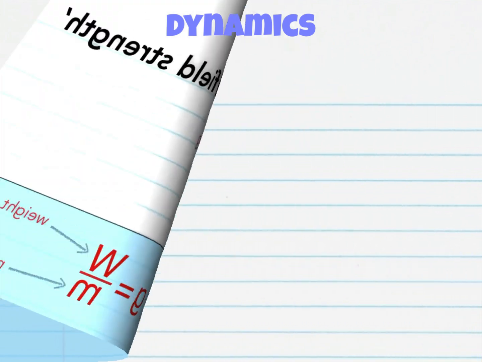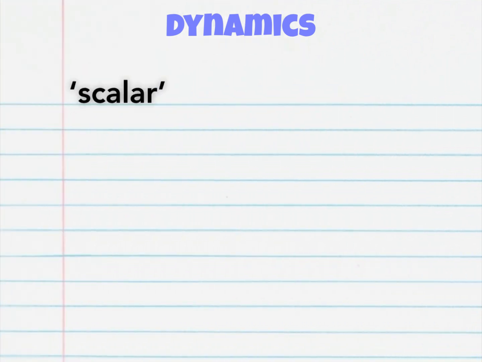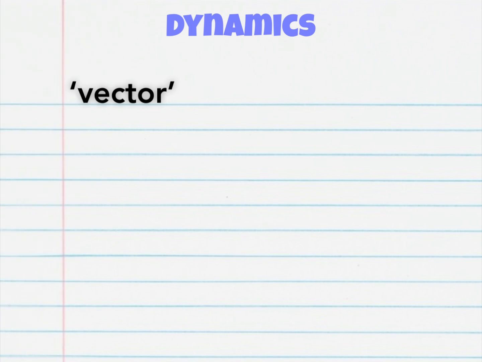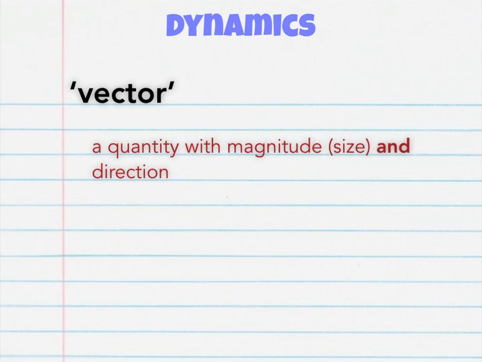Scalar. A scalar quantity is a quantity with magnitude or size only. And no surprise that the next definition is vector. A vector quantity is a quantity with magnitude or size and direction.